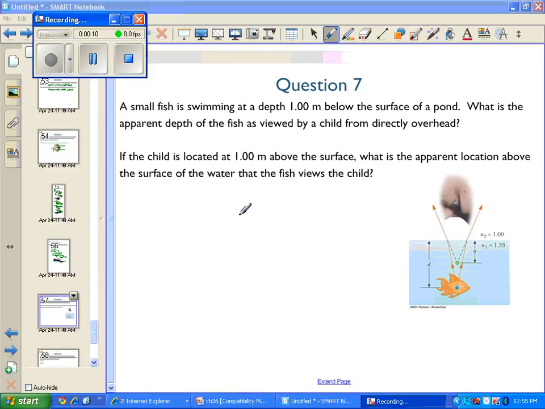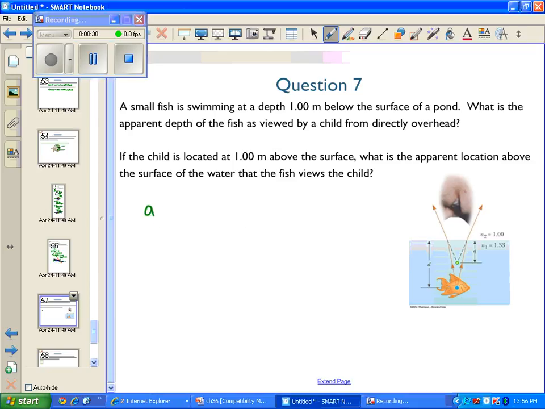Question 7 says, a small fish is swimming 1 meter below the surface of the pond. What is the apparent depth of the fish as viewed by a child who is directly overhead? In part B, if the child is located 1 meter above the surface, what is the apparent location of the child above the surface of the water that the fish, this time, views? So let's begin with part A.